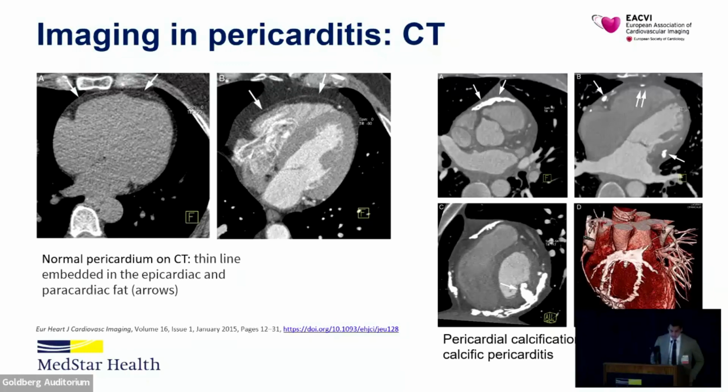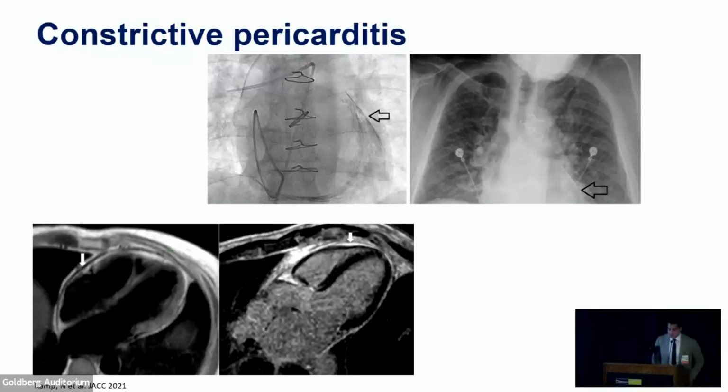And CT has its role in perhaps pre-surgical planning and when you're concerned about constrictive pericarditis. And normal pericardium will be this thin structure as is shown here with these arrows. But the more chronic and recurrent and remodeled your pericardium becomes, the more calcific it becomes, and then CT becomes your tool to really understand how to stratify these patients and refer them for surgery. And this will also show up on X-ray.